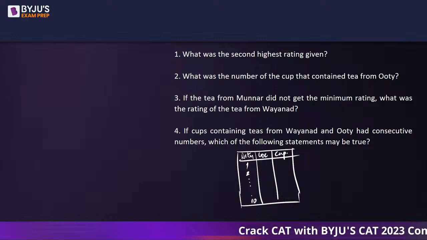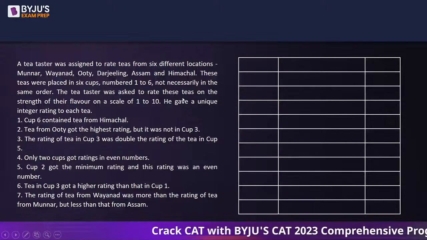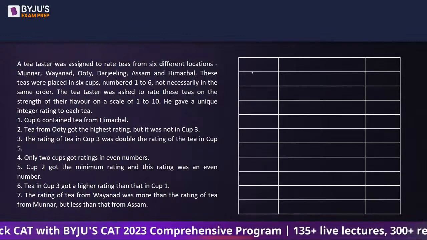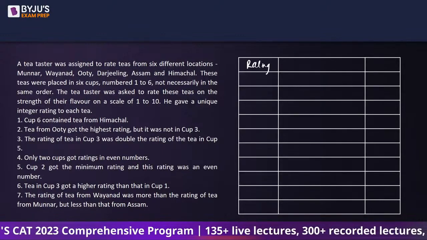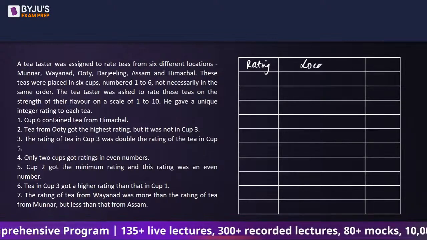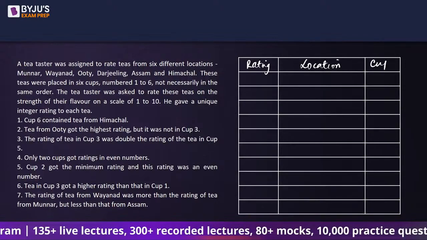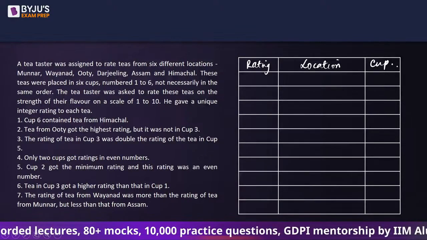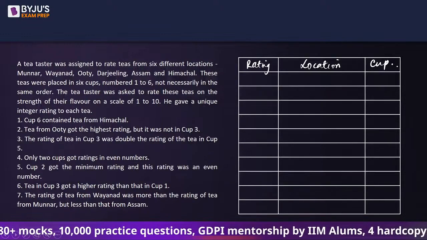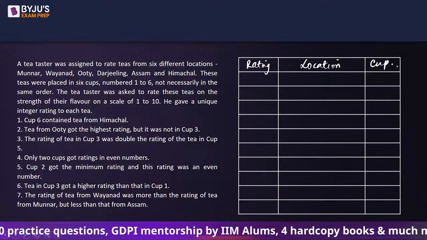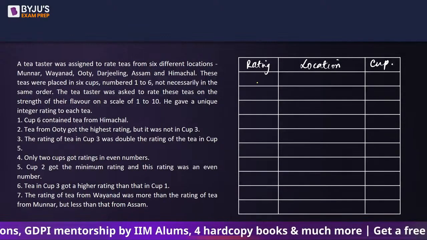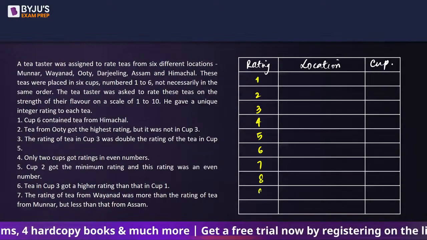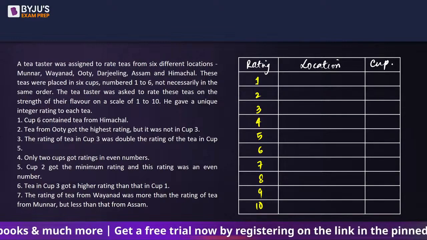Okay. So this is how I have drawn the table, and everything on the same slide so that we can keep track of things. So let's call the first column rating, the second one location, and the third one cup number. I have made sure that rating and cup number are far from each other. They are not consecutive, because they both contain numbers and it can get a little confusing. Okay. So the ratings are fixed. That's 1, 2, 3, 4, 5, 6, 7, 8, 9, and 10. So these are fixed ratings.